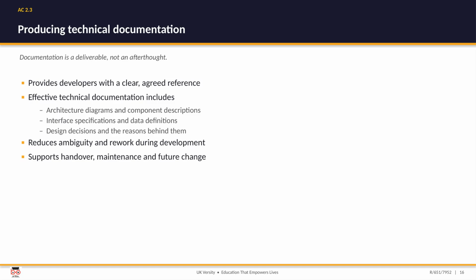Technical documentation is a genuine deliverable, not something you scribble at the end if there happens to be time. Its purpose is to give developers a clear, agreed reference to build from. Effective documentation includes the architecture diagrams and component descriptions, the interface specifications and data definitions, and, importantly, the design decisions along with the reasoning behind them. That last part matters because recording why a choice was made reduces ambiguity, prevents rework, and makes handover, maintenance, and future change far less painful.